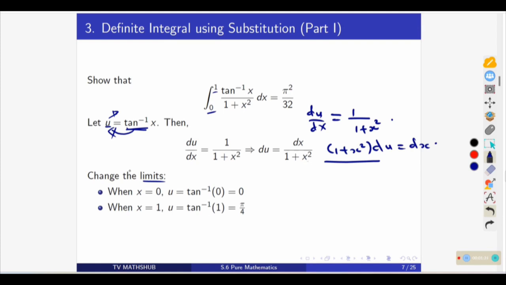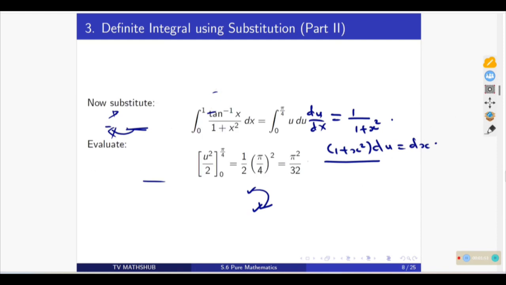So we must get the corresponding limits in terms of the new variable u. Changing the limits, when x is equal to 0, u will be tan inverse of 0, that is 0. When x is 1, u will be tan inverse of 1, which is pi by 4. So your limits will be from 0 to pi by 4. Let us now put everything in terms of u.